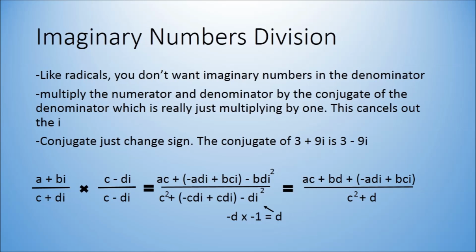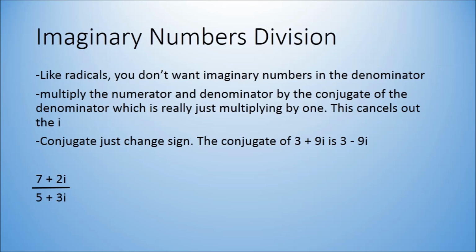So the conjugate is really just the change in sign. If you had c plus di, as seen at the bottom of the screen, the conjugate would just be c minus di. As well, the conjugate of 3 plus 9i is 3 minus 9i. If you want to take a look at what's going on, again, I just used some variables to help you see a visual. And now we'll move on to an example.